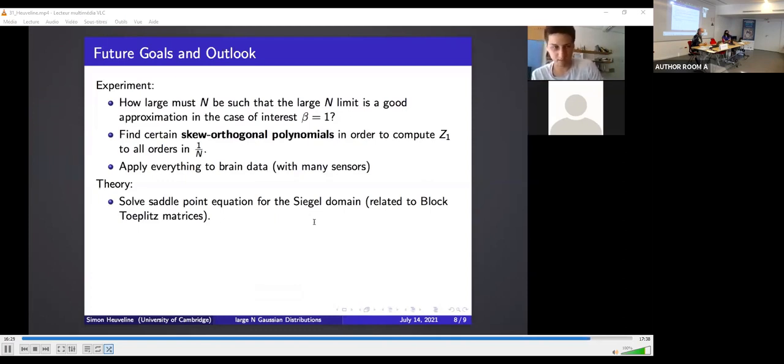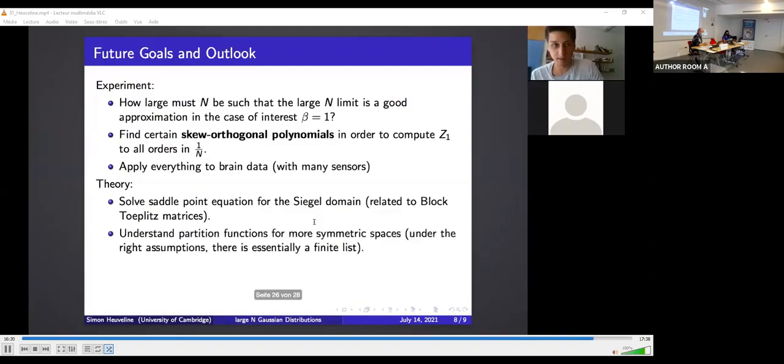So there's some open work on the Siegel domain as well, but this is commented on in our paper. Moreover, there are many more symmetric spaces out there to be understood, and it would be really nice to understand more symmetric spaces and compute partition functions of other symmetric spaces than SPD matrices and the Siegel domain.